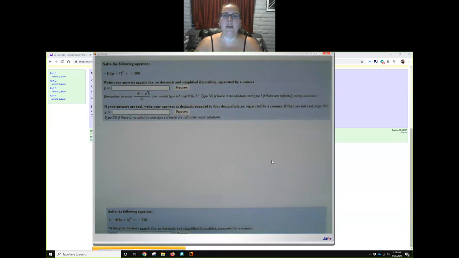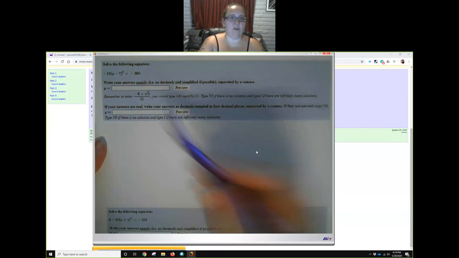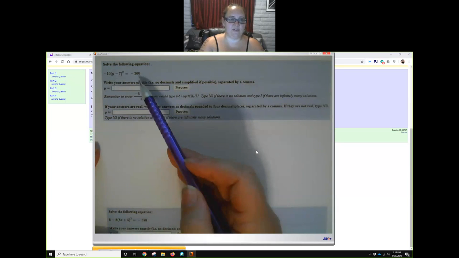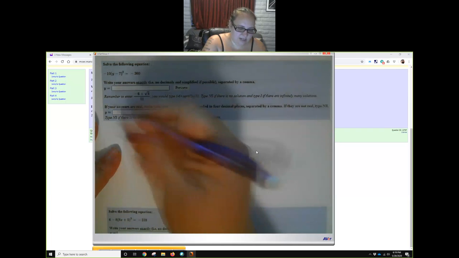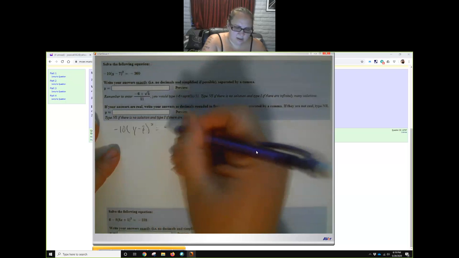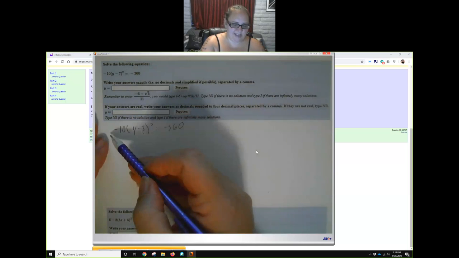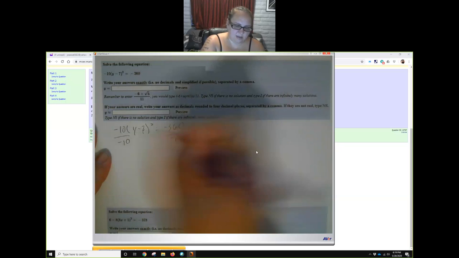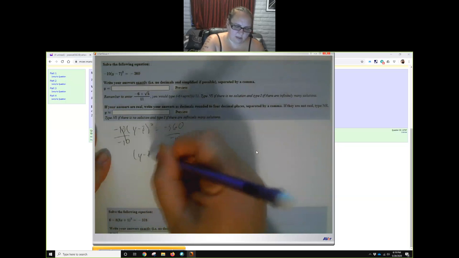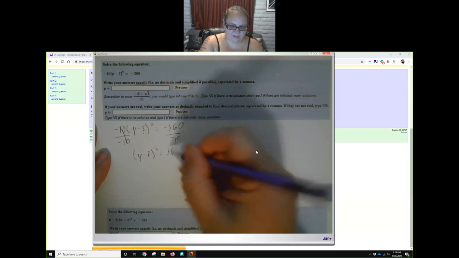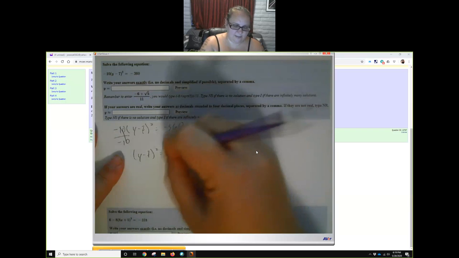All right, so right now we have this equation that we're going to solve, negative 10 times (y minus 7) squared equals negative 360. So I am going to start here by dividing both sides by this negative 10. This thing in front needs to go away. A negative 360 divided by a negative 10 is going to be a positive 36.